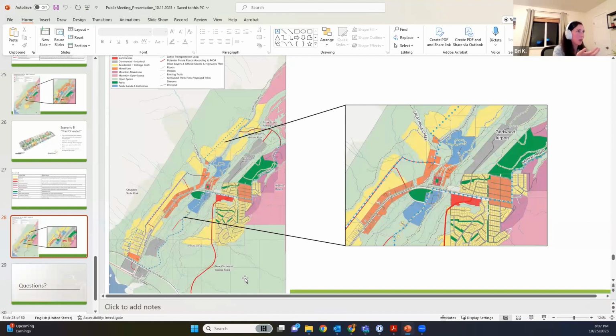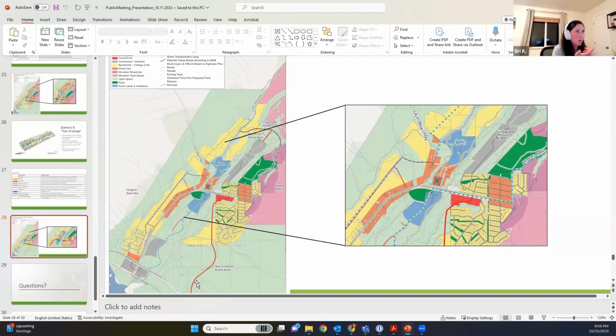So something like a green belt kind of looping through the valley. In the other map, it looped along the red line, which represents the potential for another access road, and that comes from the official streets and highways map. And in this map, that active transportation loop goes down the center of the valley.